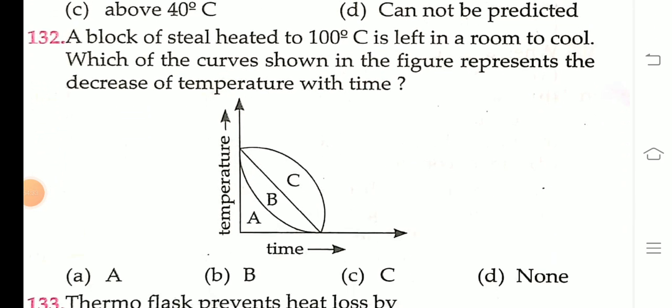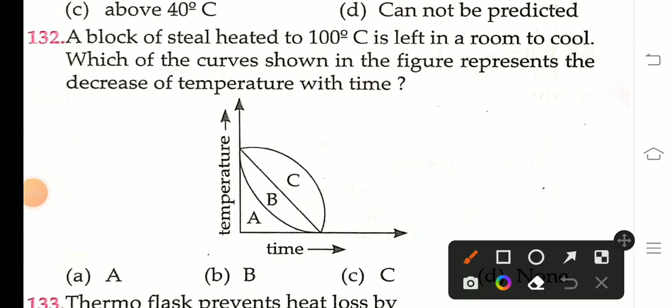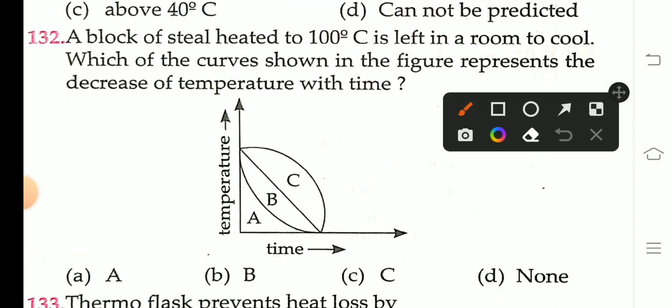Next, a block of steel heated to 100 degrees Celsius is left in a room to cool. Which of the curves shown in the figure represents the decrease of temperature with time? Temperature, time, A, B, C. Right answer will be option A.